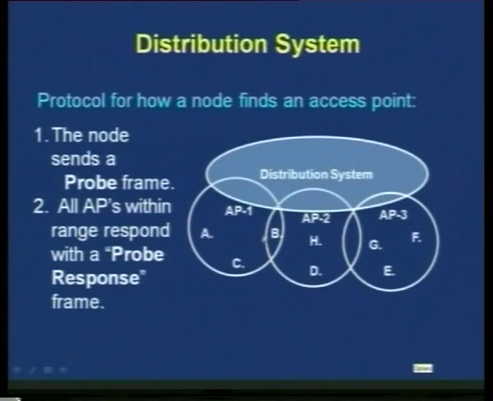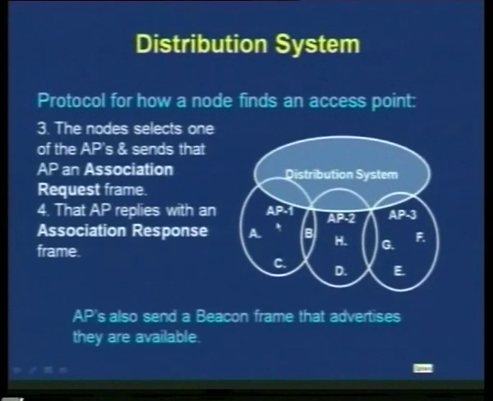For instance, let us say B was the new node that came in over here. Now, look at B, it is within the range of AP1 and AP2. So, when B sends a probe frame, both access point 1 and access point 2 would send back their probe response frames. So, then what will happen?